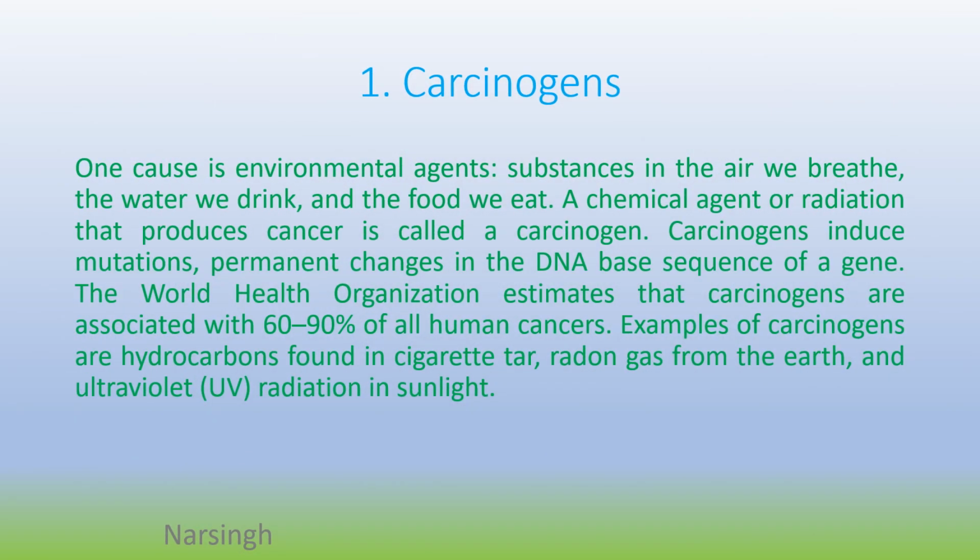Number 1 carcinogens. One cause is environmental agents, substances in the air we breathe, the water we drink, and the food we eat. A chemical agent or radiation that produces cancer is called a carcinogen. Carcinogens induce mutations, permanent changes in the DNA base sequence of a gene. The World Health Organization estimates that carcinogens are associated with 60 to 90% of all human cancers. Examples of carcinogens are hydrocarbons found in cigarette tar, radon gas from the earth, and ultraviolet, UV, radiation in sunlight.